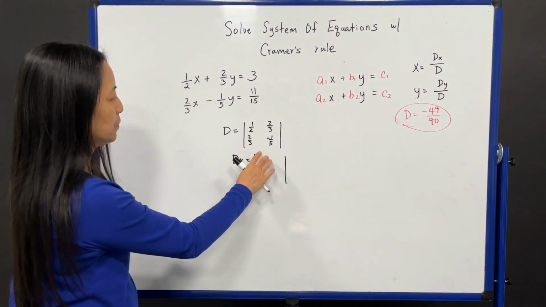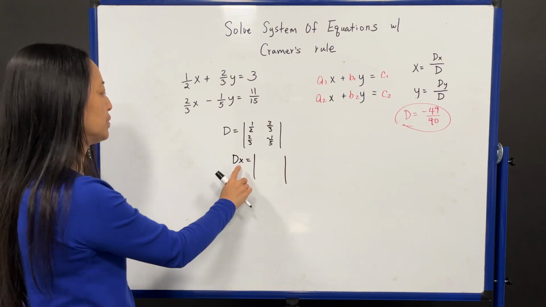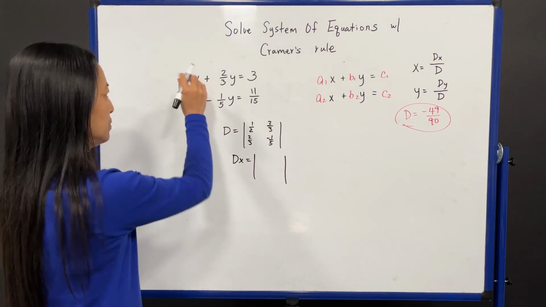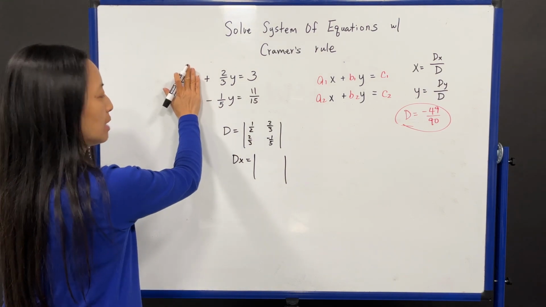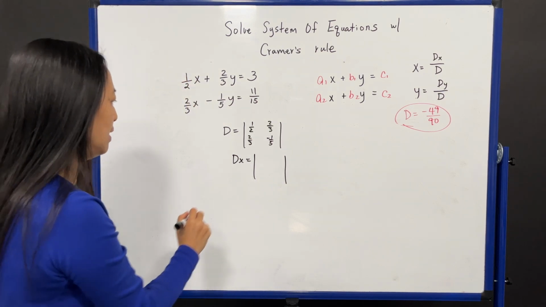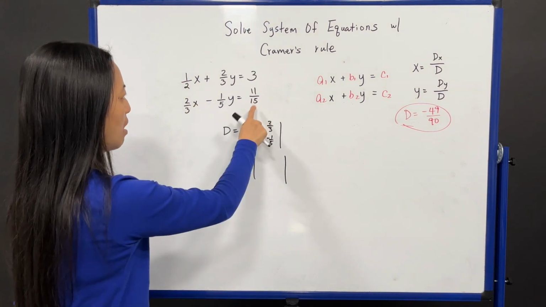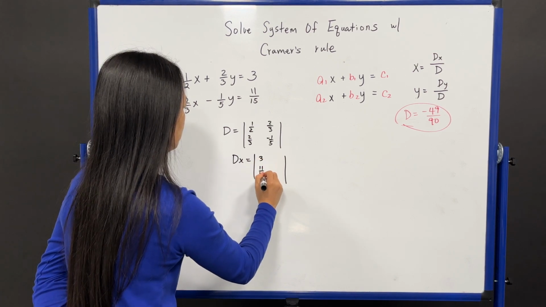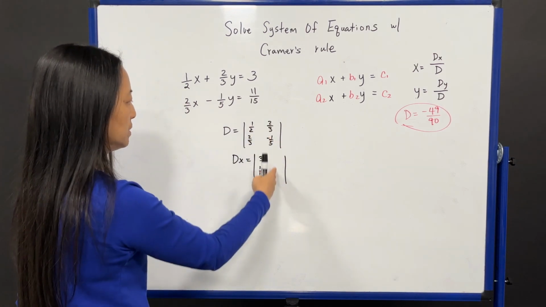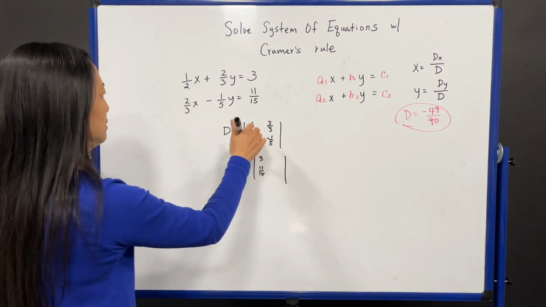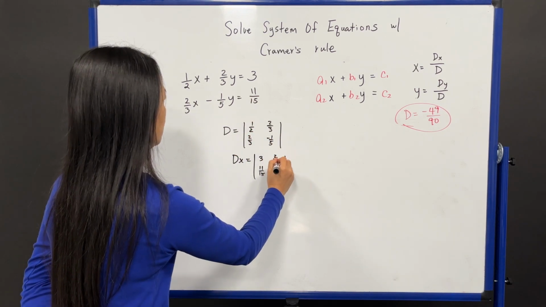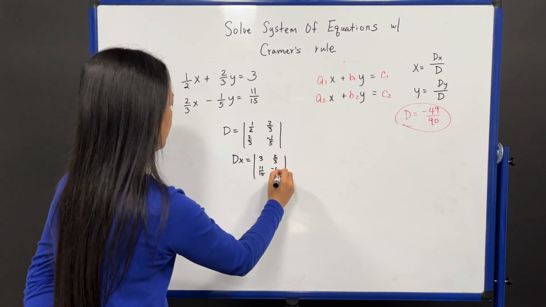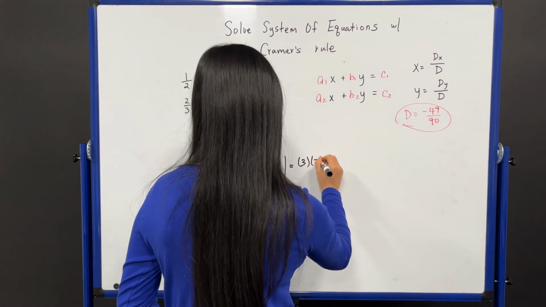If you need help remembering what goes into a column, just remember that when we're looking for x, we want to disregard the x coefficients, and instead replace that with the constant. So we have 3, 11 over 15. And the second column is still going to be the y coefficient. We get 2/3 and negative 1/5.